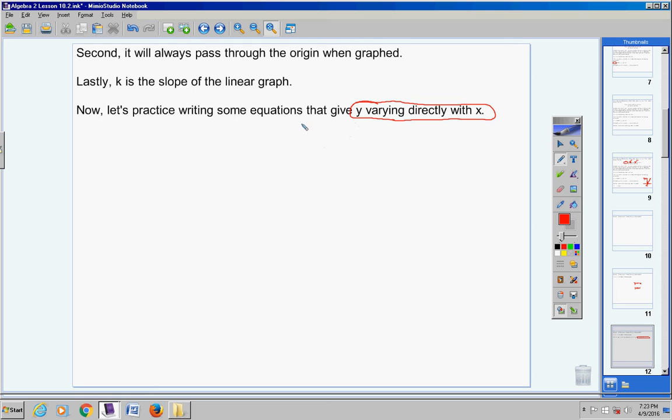Okay? Alright, moving on. Now let's practice writing some equations that give y varying directly with x. Let's write some equations. How do we do that? Well, it's really easy. Here we go. Please copy this down. Take some really good notes. If I said, write an equation that gives y varying directly with x, and I said x is 5 and y is 12, here's what you would do.